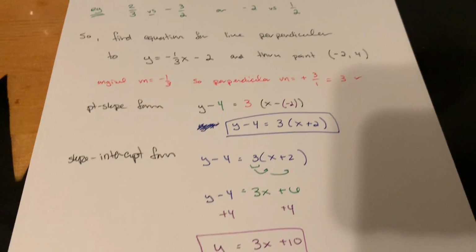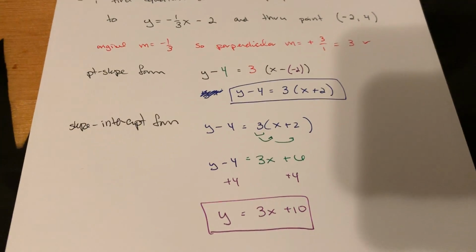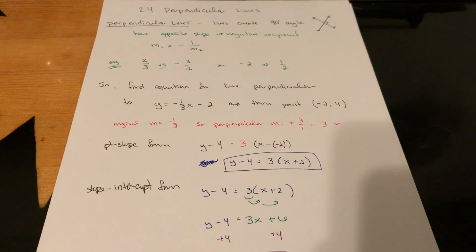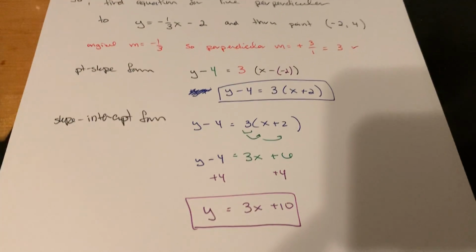In any event, that's perpendicular lines, and that's really what we're taking away from section 2.4, parallel and perpendicular. There we go.